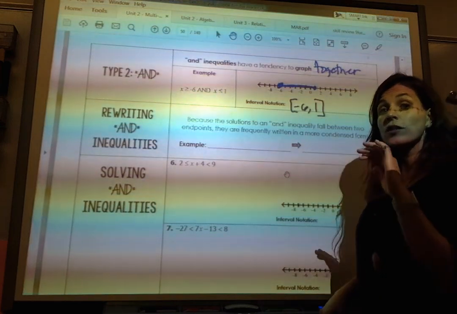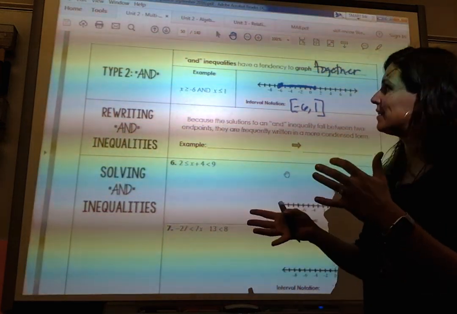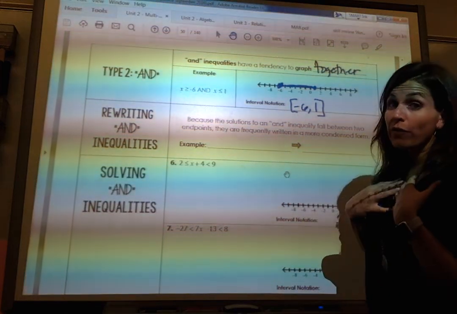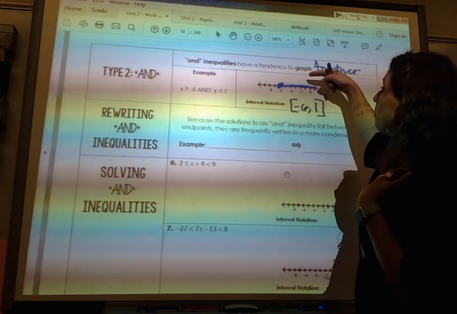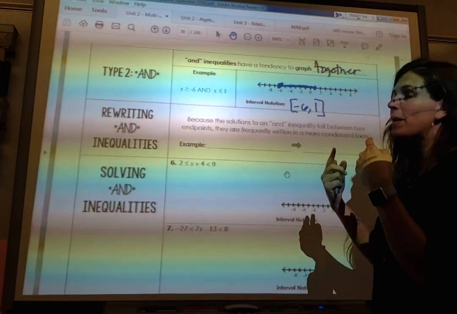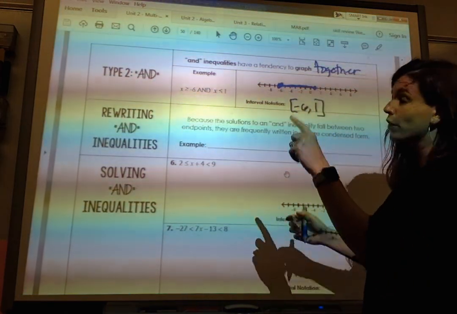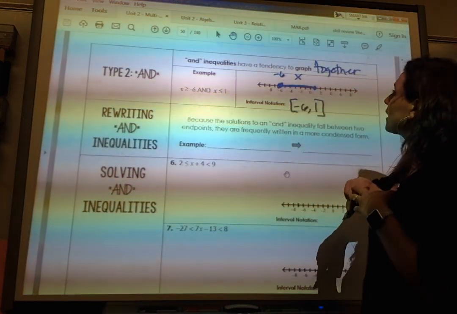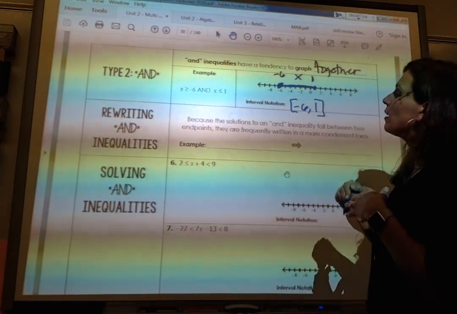Your written notation is going to be different. So I want you to highlight that this part is different. The easiest way for me to do the written notation is to do it above the graph, because I tell myself, okay, I'm dealing with one variable x, and I'm going to put it in the middle. Where did it start? It started at -6. Where did it end? It ended at 1.